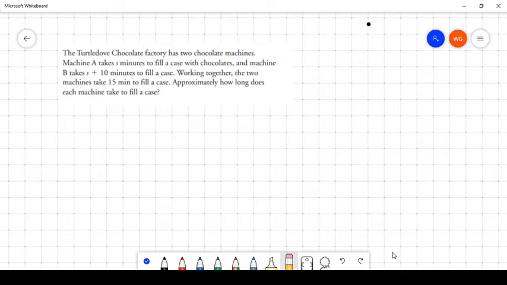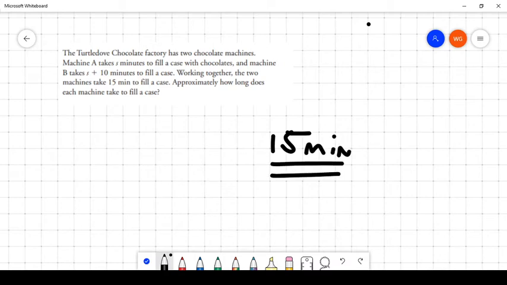And then what we're trying to answer is approximately how long does each machine take to fill a case working on its own. Now, the nice thing about this question is they've already defined the variable for us. S represents the time it takes for machine A to fill a case with chocolates working on its own. But here's what we know, that if the two machines work together, they take 15 minutes to fill a case. So it takes quite a while if they're working together to fill a case.